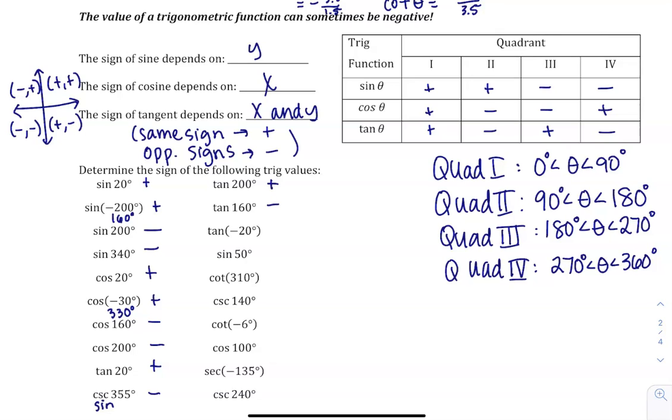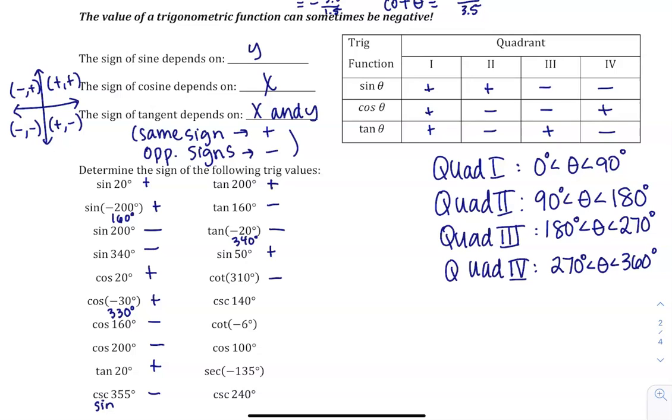Tangent of negative 20, well, let's add 360 here, since that's not in our specified values. That's the same thing as 340 degrees. That's quadrant 4, so tangent is negative. 50 degrees is quadrant 1, so we're looking at positive. 310 is quadrant 4, and so cotangent there is based on tangent, and tangent's negative in quadrant 4.